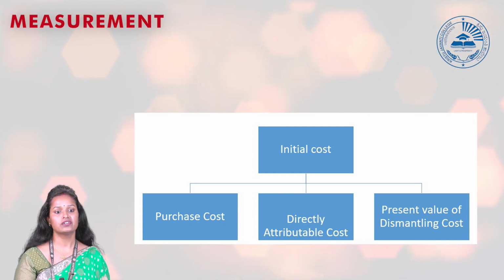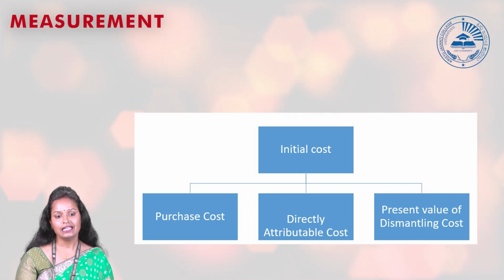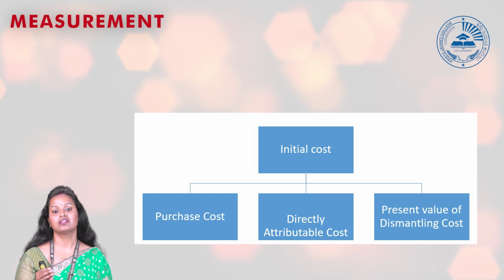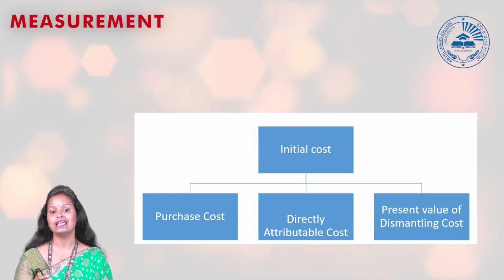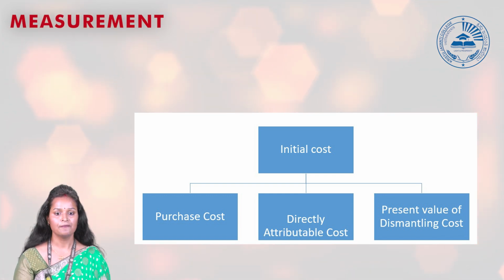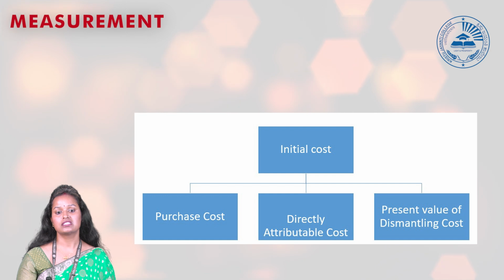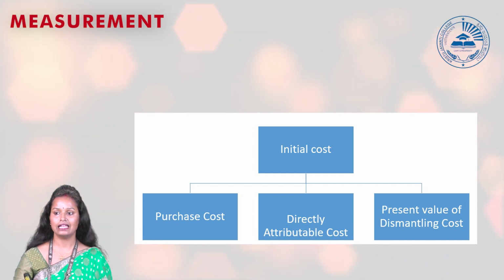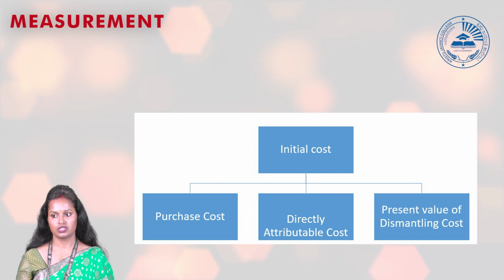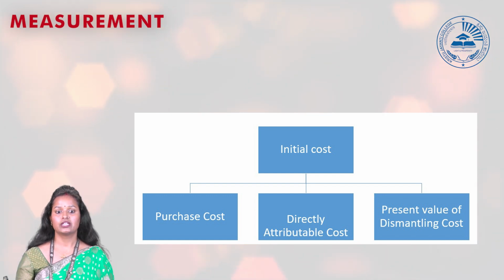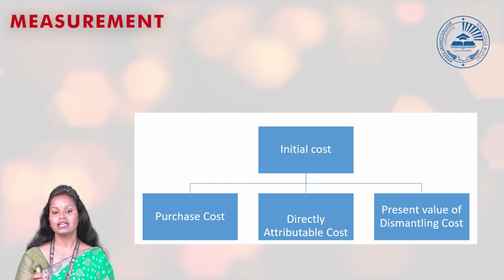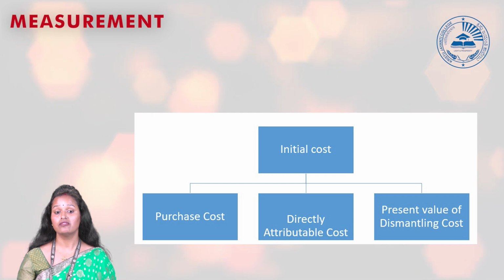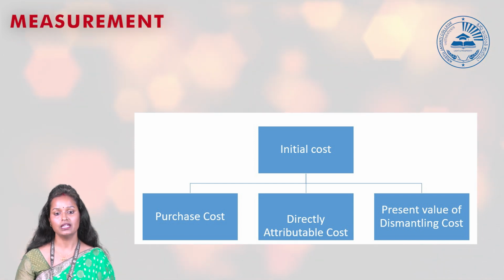So the very first item will be the purchase cost. Then, to that purchase cost there will be an addition of directly attributable cost. Directly attributable cost here means whatever cost has been incurred from the time of purchase till the asset is ready to use. All of that comes under directly attributable cost.